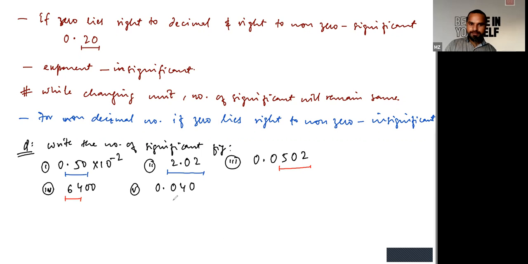In the last part, this 0 is right of the decimal and left of a non-zero digit, so it will be insignificant. But this 0 is right of the decimal and right of a non-zero digit, so it will be significant. So we have 2 significant figures in this. So the answers are 2, 2, 3, and 3.